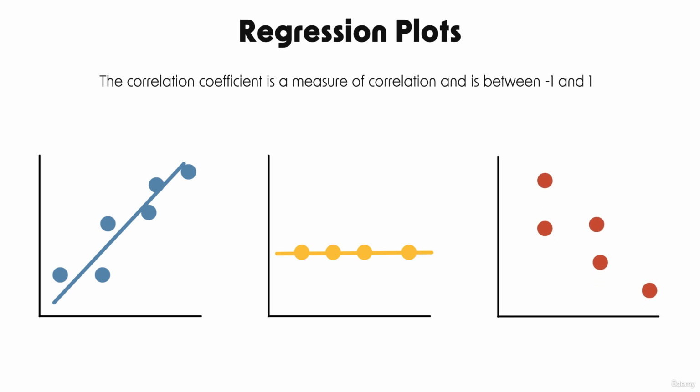In the chart on the right, there's a negative correlation, and that's why the line looks like that. If you increase x, then y actually goes down.